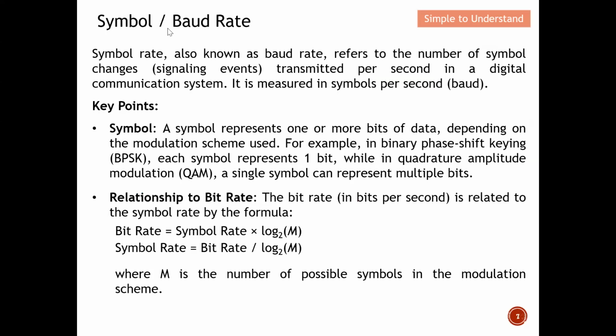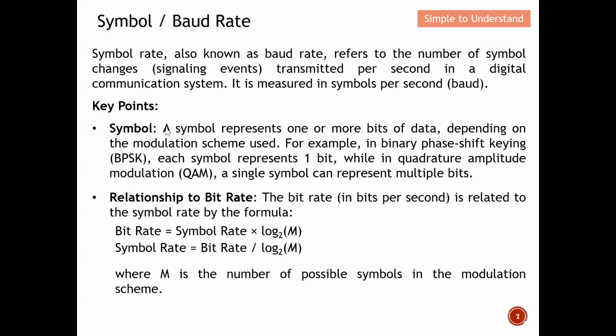Next, let's move on to the symbol rate, which is also known as the baud rate. The symbol rate, also known as the baud rate, refers to the number of symbol changes, or signaling events, transmitted per second in a digital communication system. So it is measured in symbols per second. Don't worry so much about this first. Let me explain all this before I come to the example, to let you understand what a symbol rate is. Coming to a key point here.